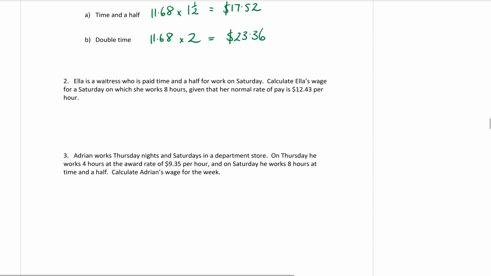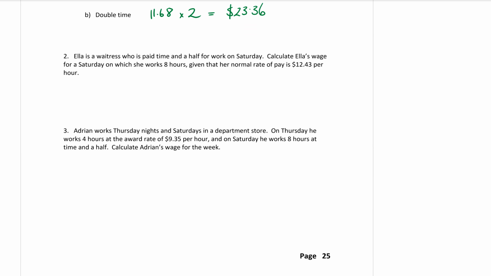Ella is a waitress who is paid time and a half for working on Saturday. So there's that time and a half, that's our 1.5 bit. Calculate Ella's wage for a Saturday on which she works 8 hours. So that's going to be important. She works 8 hours, and her normal rate of pay is $12.43. Okay, so the time and a half, the 8 hours, and the $12.43, they're the important parts here.